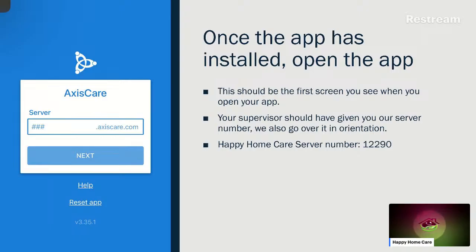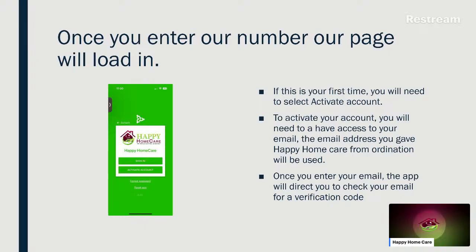the Access Care app. The first step that we'll be doing today is entering Happy Home Care's server number. Happy Home Care's server number is 12290. After you enter the server number, please hit Next.